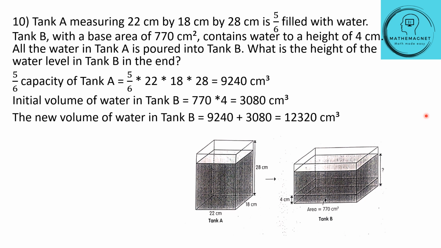The question now is, what is the height of water level in tank B once all the water is poured into it? After the water in tank A is poured into tank B, they are asking what is the new height of the water level. So now we know the volume of the water and we know the base area. Base area remains the same. So height of water will be 12320 divided by 770, which is equal to 16 centimeters. So the height of the new water level will be equal to 16 centimeters.